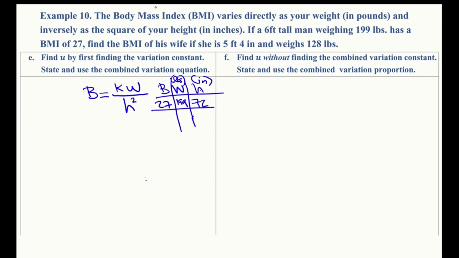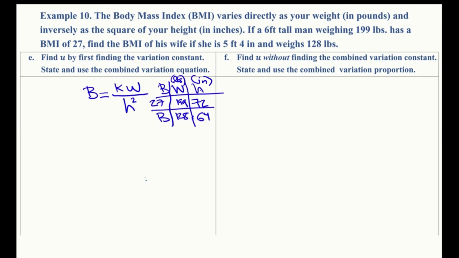Now for the wife, the 5 feet give her 60 inches and then add another 4, so the height is 64. The weight is 128. And of course, the BMI is what we're trying to find.